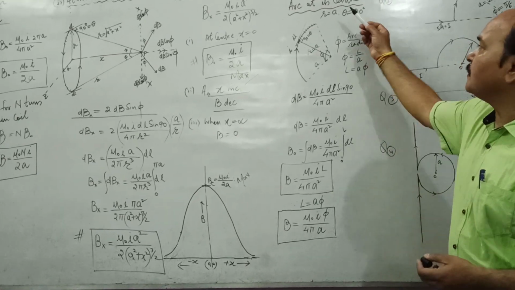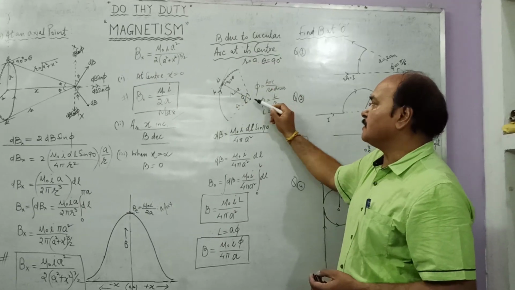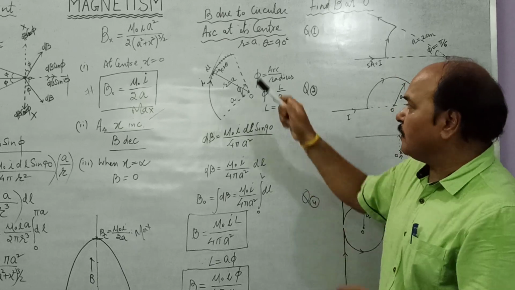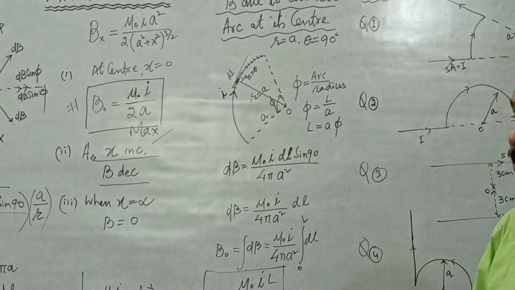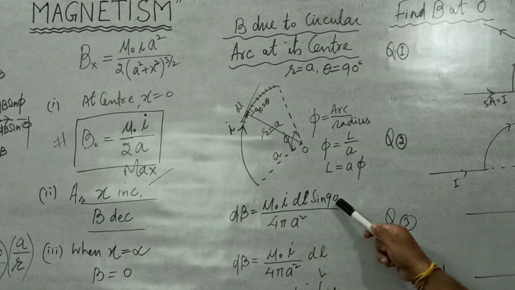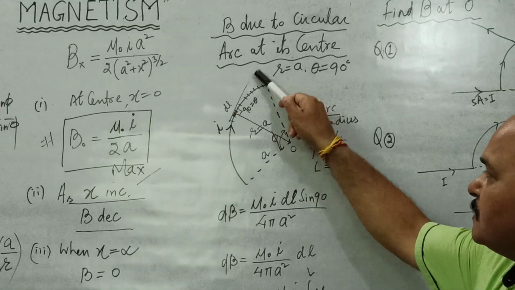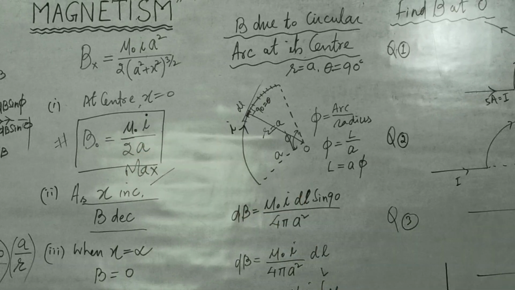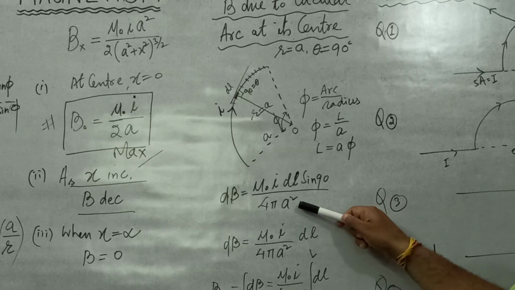Now let us find out magnetic field due to a circular arc at its center. This is a circular arc. This is point O, where we wish to find out magnetic field. As usual, we divide this circular arc into infinite number of infinitely small current carrying lengths dl each. And because of one dl, magnetic field is going to be what? Mu naught I dl sin 90 upon 4 pi a square. Theta is 90, because this dl and r are going to be perpendicular to each other. We have already discussed the same thing there. And a is going to be same as r.